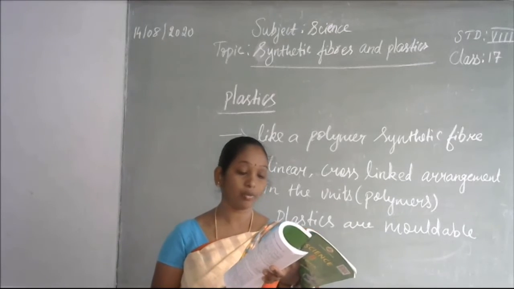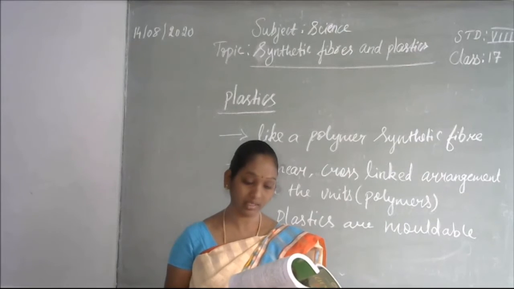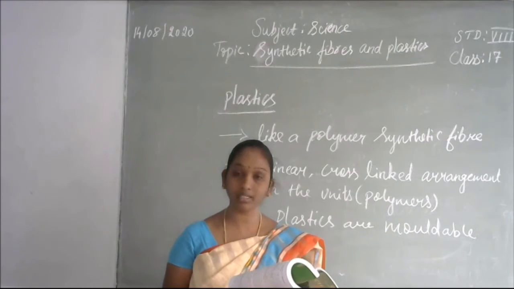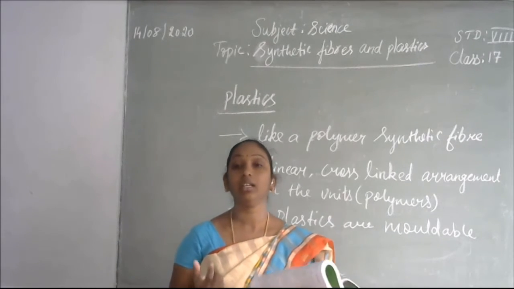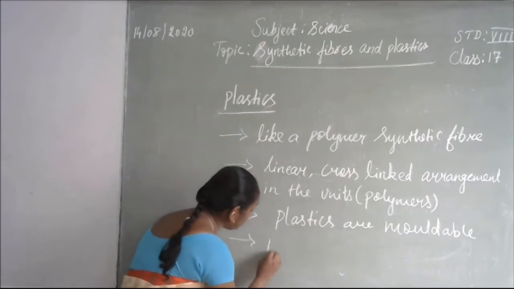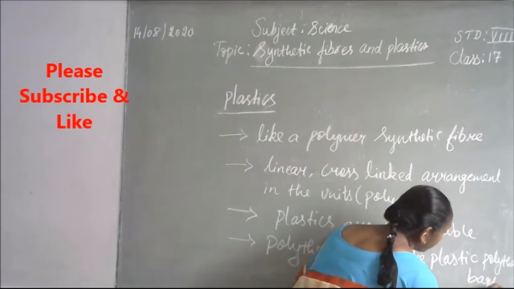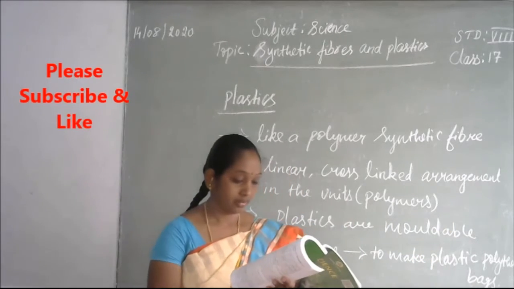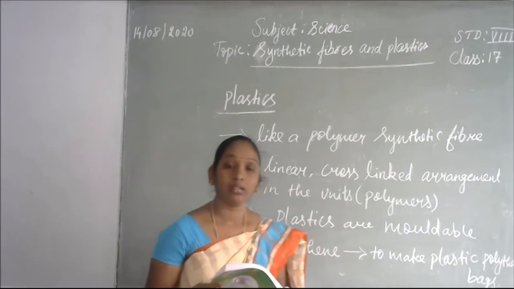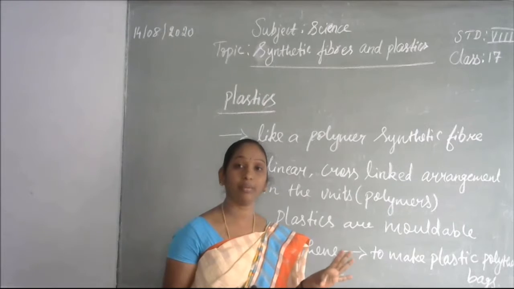One more example of plastic is polythene. Polythene is made from ethene, a chemical. That kind of polythene chemical is used to make polythene bags. And many plastics can be bent, or we can make them melt.